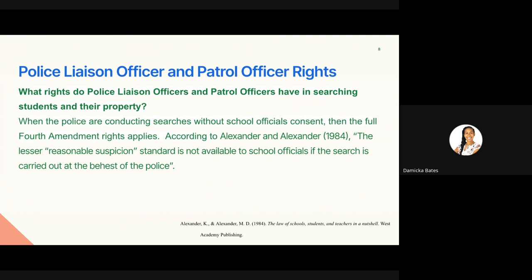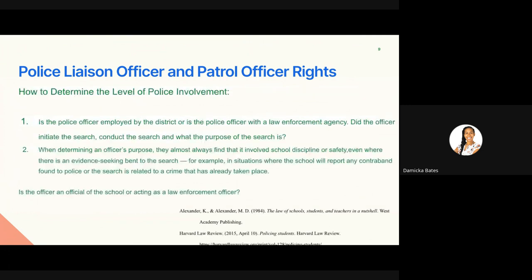There's a lot of talk about what the rights of police officers and police liaisons in the schools are. So what rights do they have? When police are conducting searches without school officials, then the full Fourth Amendment rights apply. And there are a couple cases where we'll look at that too moving forward.